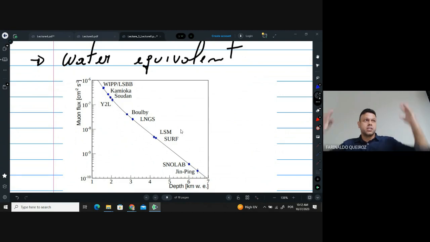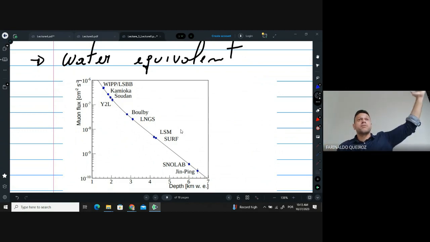So for instance, the soils are different in different countries and different states and so on. Because the soils are different, I cannot compare. Being 1 kilometer underground in Brazil is different than being 1 kilometer underground in Japan, in Canada, or in Italy. The soil they have, the ground they have, they are different. So they protect more or less from cosmic ray background.